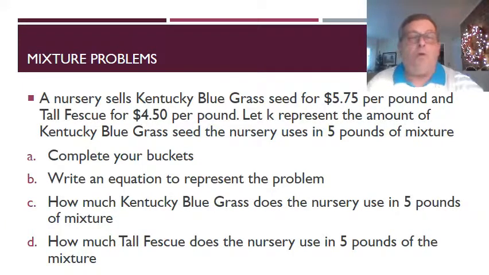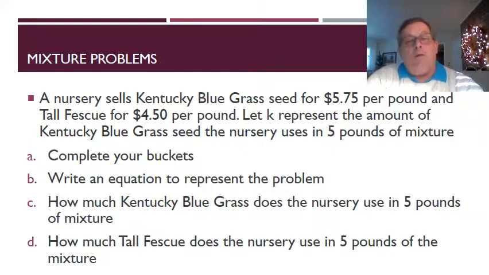Now let's have you work on a word problem. So here's our problem. A nursery sells Kentucky bluegrass seed for $5.75 per pound and tall fescue for $4.50 per pound. And it goes on to say, let K represent the amount of Kentucky bluegrass seed. In other words, K is going to be the variable. And the nursery uses 5 pounds of mixture.